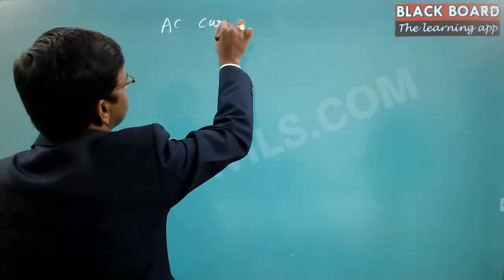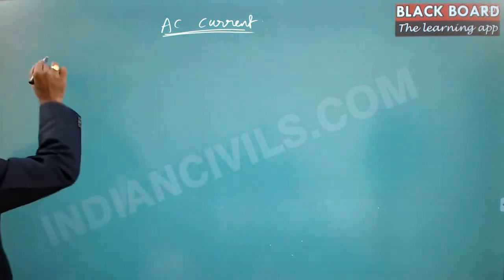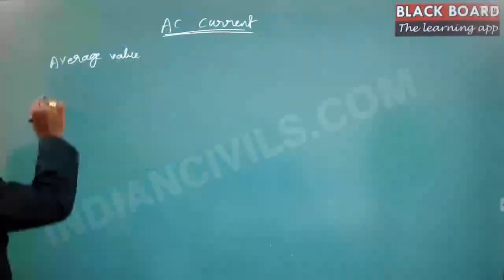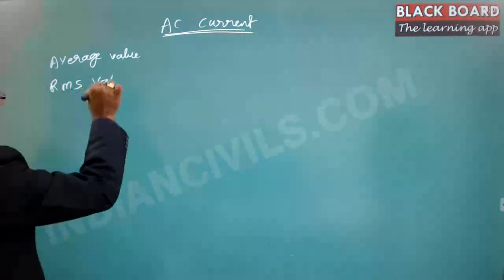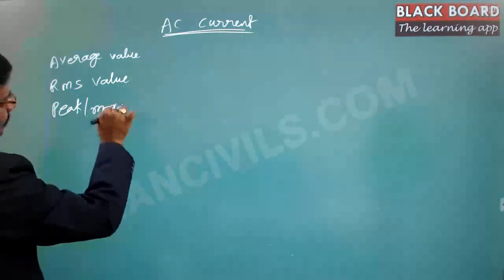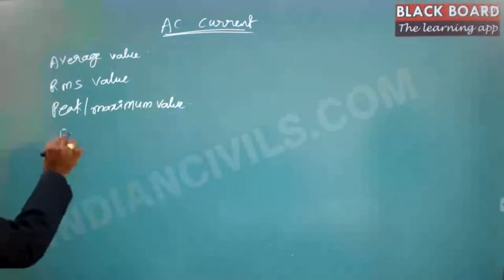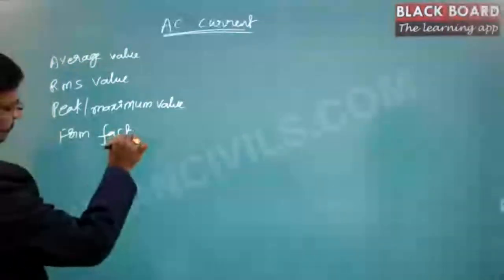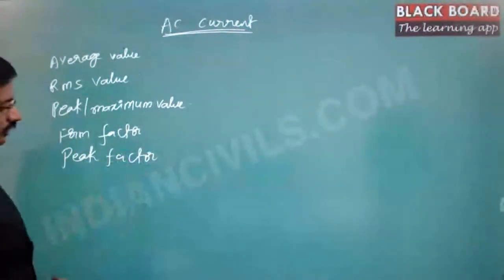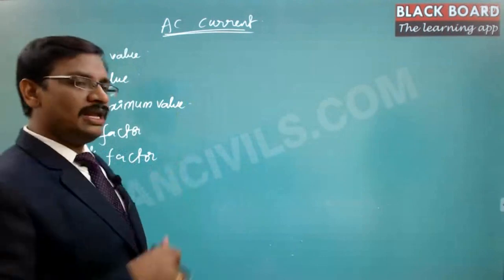This is AC current. In the case of alternating current, there are certain terminologies like the average value and RMS value, peak value or maximum value, form factor, and peak factor. These are some of the basic terminologies that we are going to use in the case of alternating current circuits. These are general to any kind of waveform.